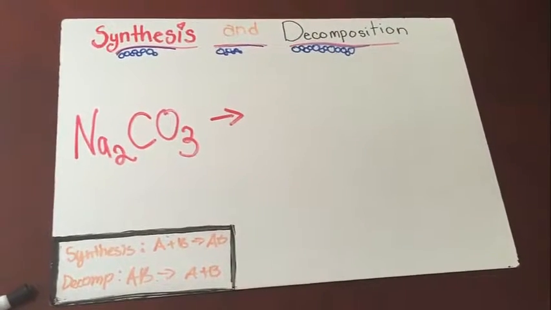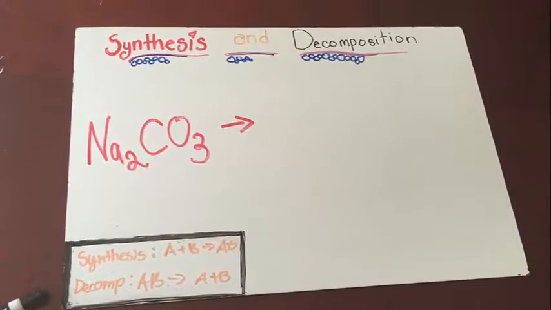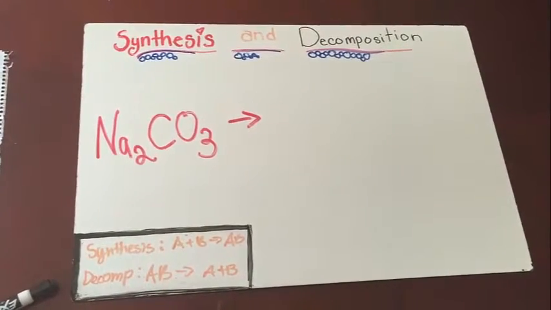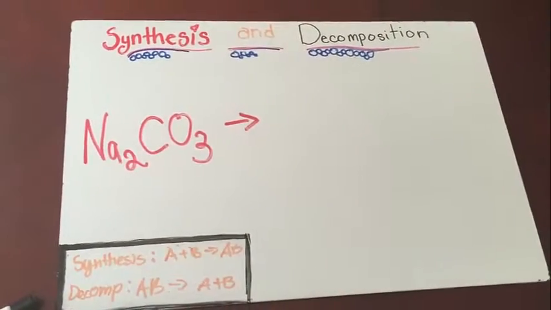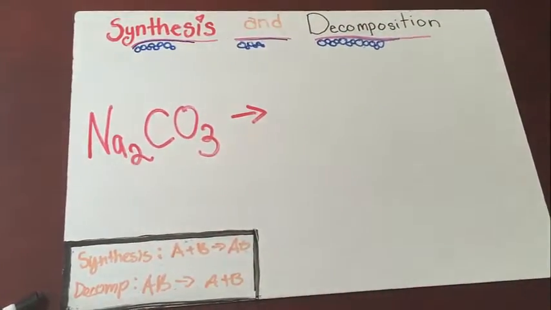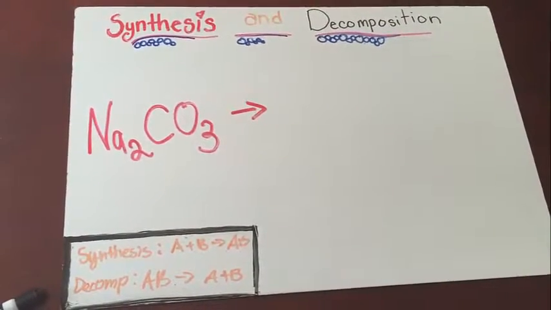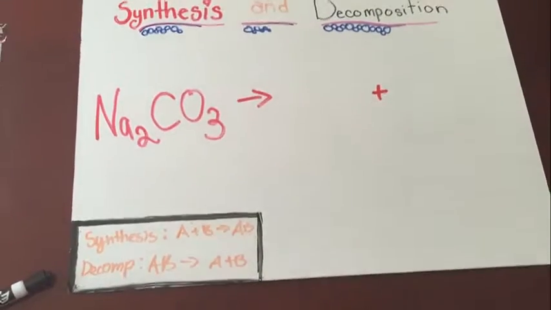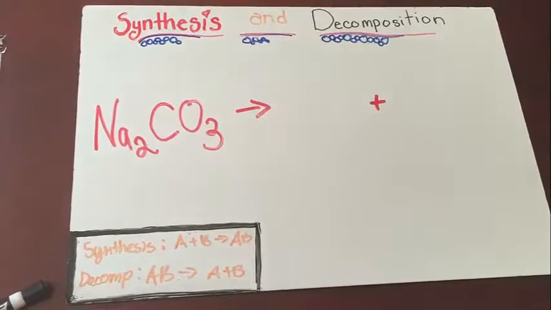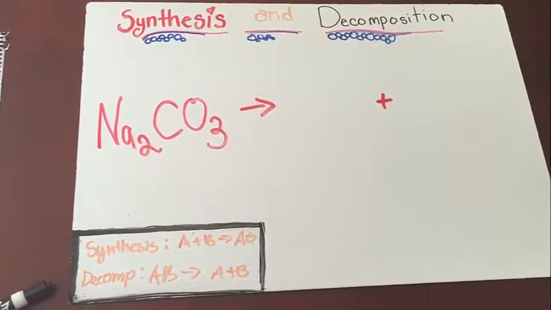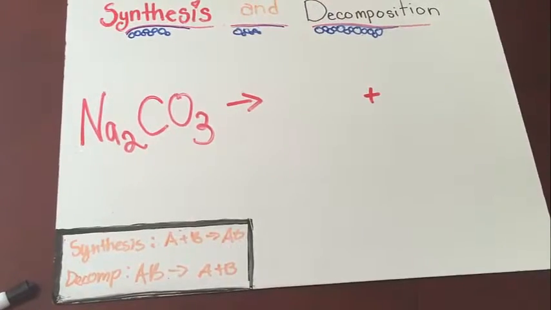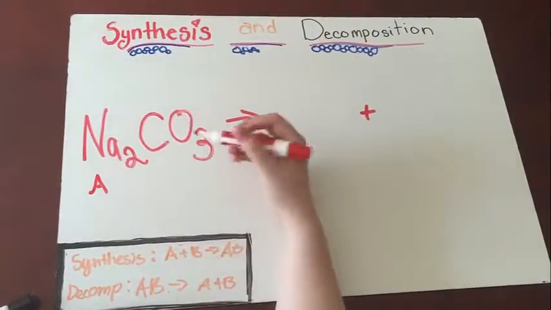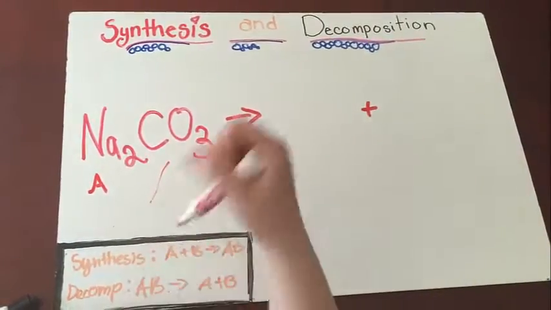This is a more difficult reaction, and if you want to solve it by yourself, please pause the video now and then come back later for the answer. Okay, so this is a decomposition reaction because we have a single compound at the beginning and we are going to have 2 products at the end. So I'm just going to draw the plus sign here so we remember. And this is a particularly difficult problem because we have 3 different kinds of elements instead of just 2. So many people are going to say that Na2 is A and CO3 is B.